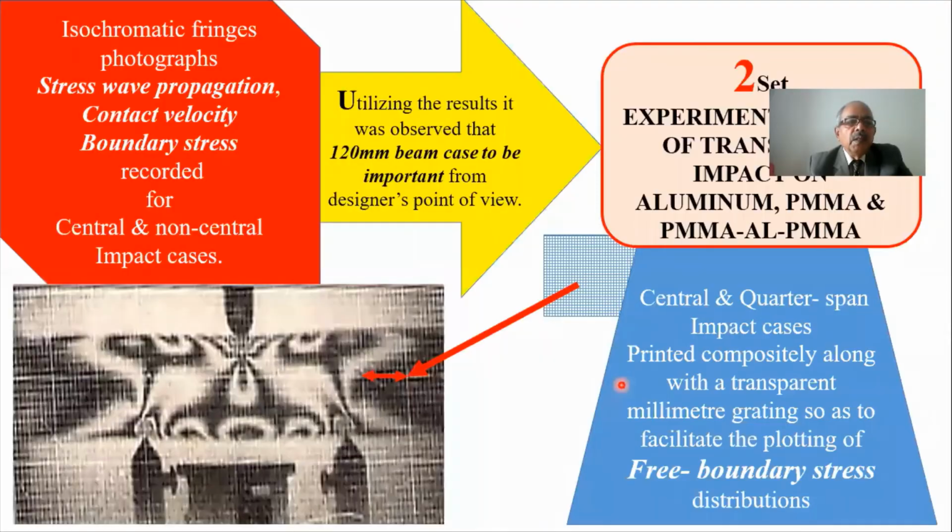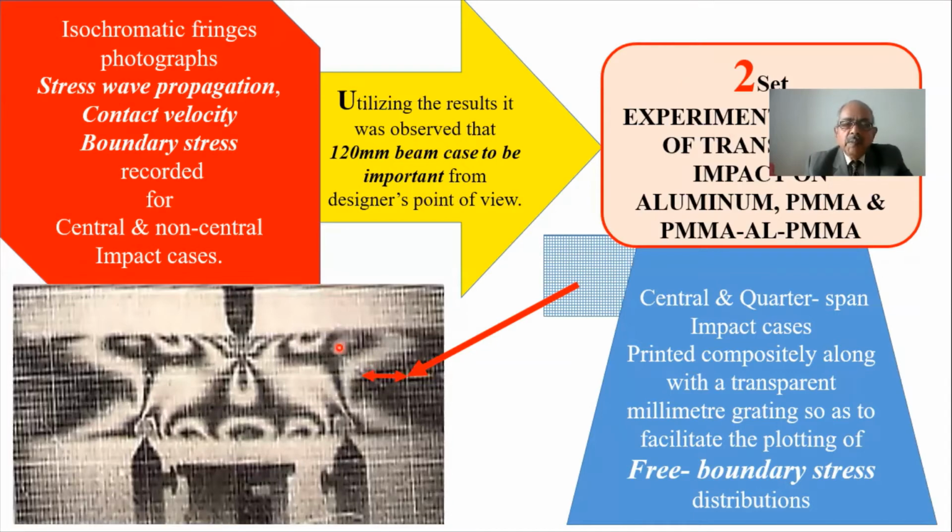Now, using the isochromatic fringes, we can find out the details of the stress wave propagation. We can also measure the contact velocity, the boundary stress, and also deflection, which is not reported here, for central and non-central impact cases. Utilizing the results, it was observed that the 120 millimeter beam is considered to be very important from the designer's point of view. So we did the second set of experiments.